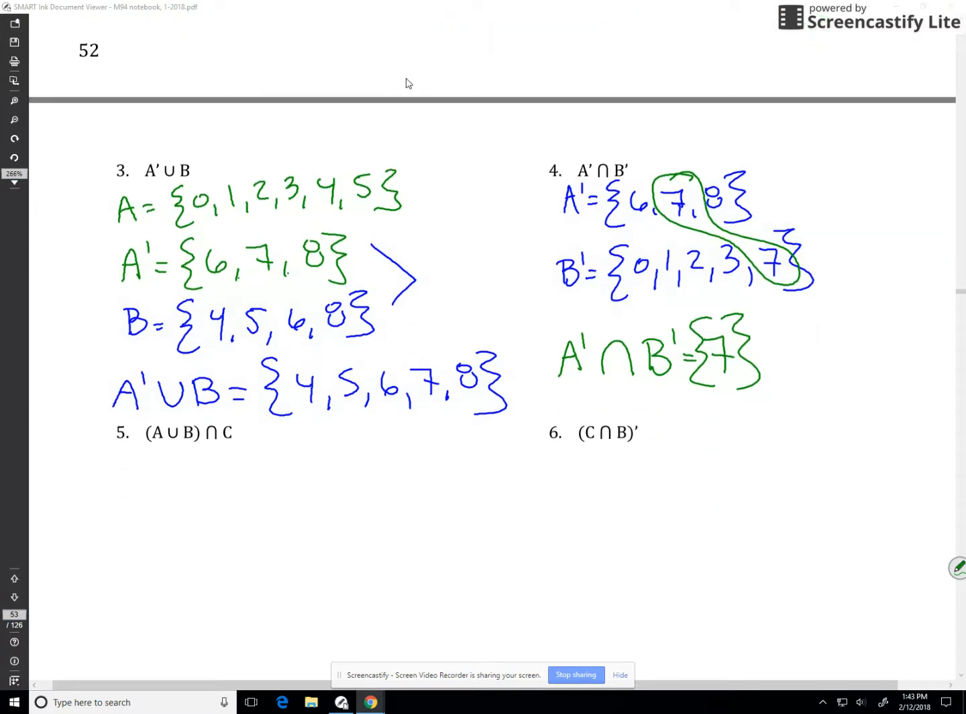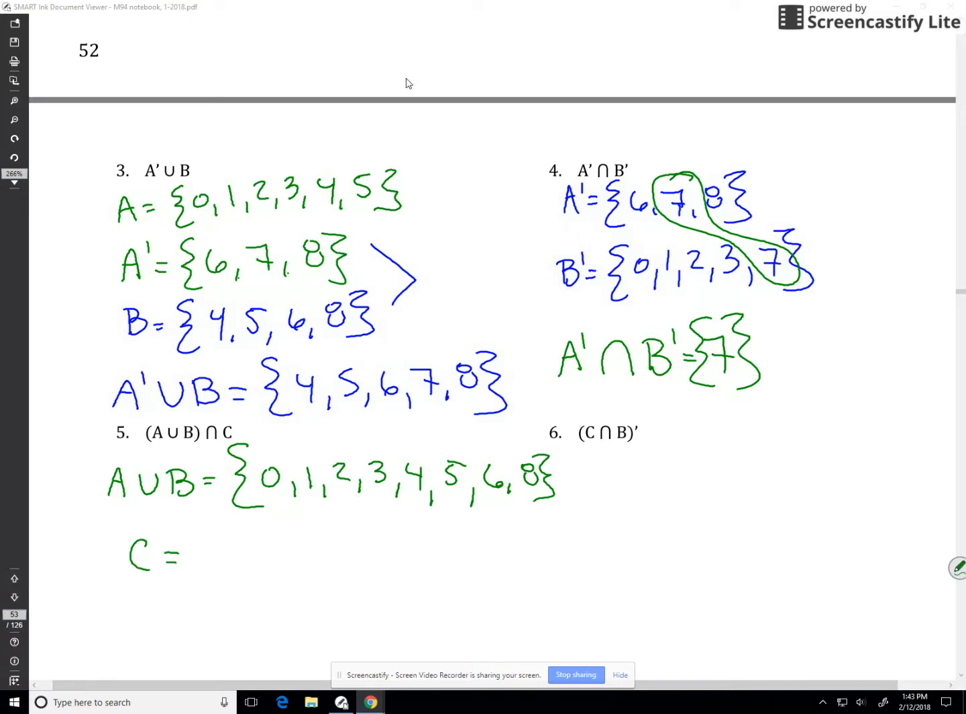Okay. So we'll do our last two here. Number 5. Now, when we think about parentheses with order of operations, they tell you to do something first. And the same is true when I'm dealing with sets. So number 5 says A union B intersect C. So the thing I want to find first is A union B. So remember A is 0, 1, 2, 3, 4, 5. B is 4, 5, 6, 8. So A union B is going to be 0, 1, 2, 3, 4, 5, 6, and 8.